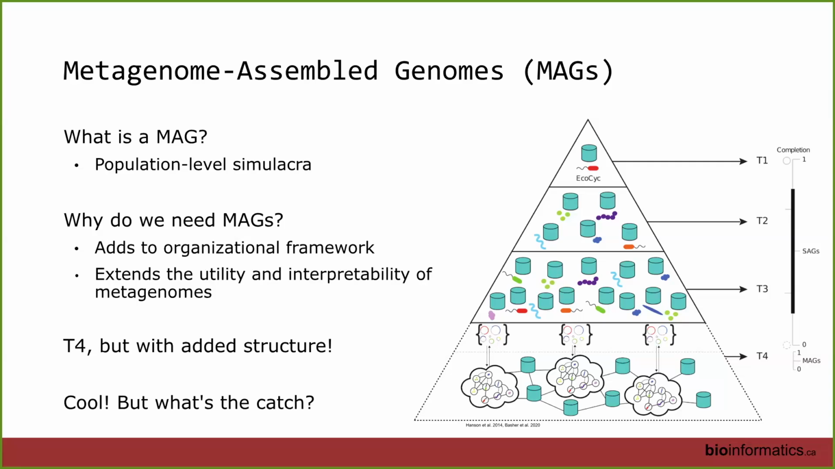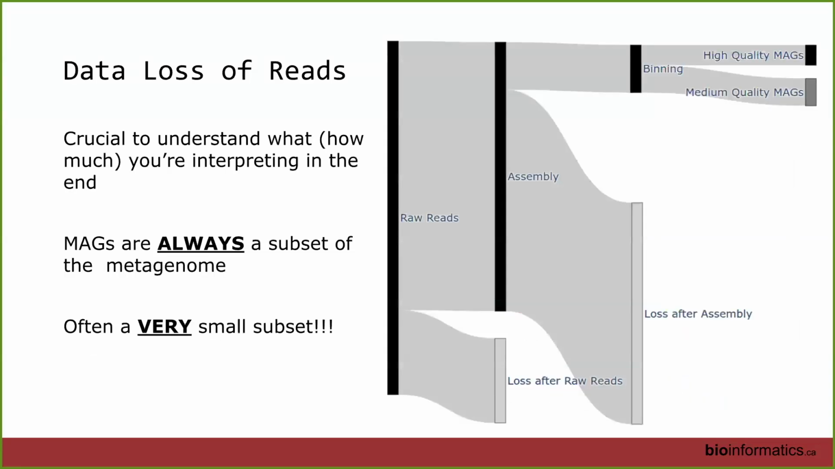And that's really, really neat, but there's a catch. And the catch is you have to account for your data loss. So this is a real figure, real data. It's not been published, but it is real. And this is showing from left to right, raw sequence data in reads, all the way to high quality MAGs and the loss that is seen when you do this.